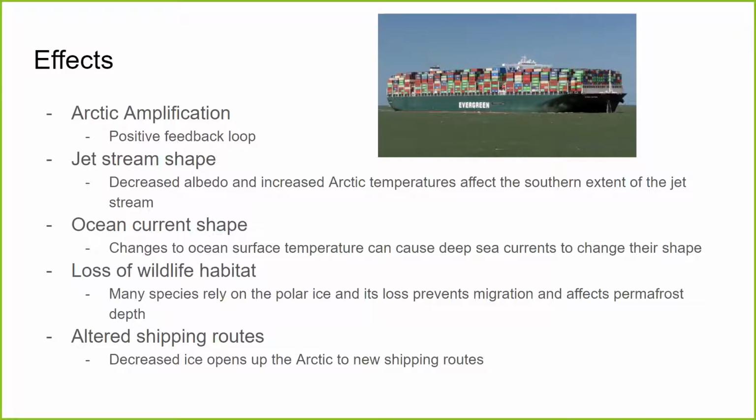This leads to things like jet stream shapes and ocean current shapes being changed with the decreased albedo and increased temperatures that we're seeing because of the lower amount of sea ice. Jet streams are changing shape, and deep sea currents in the ocean are changing their shape too.